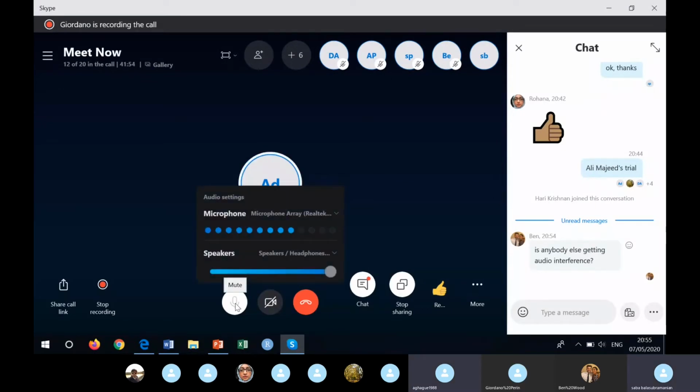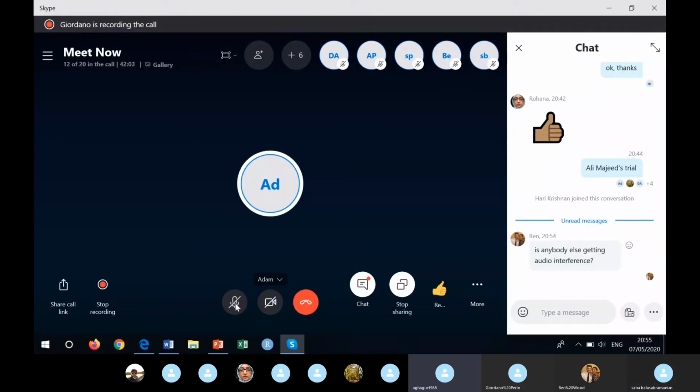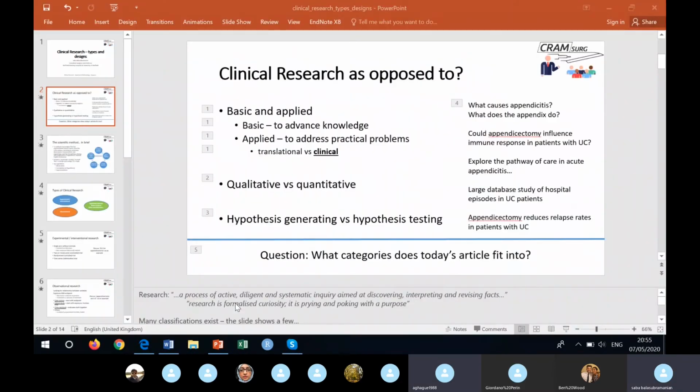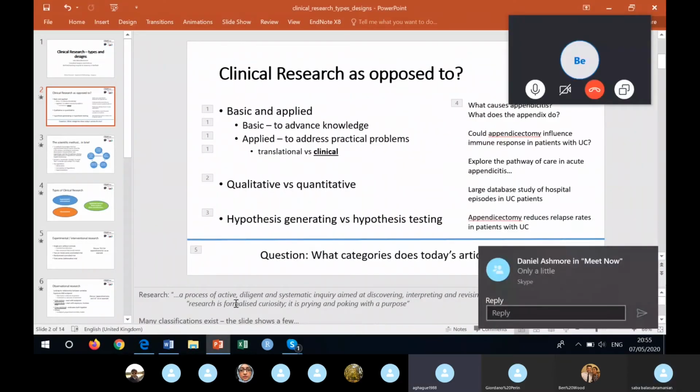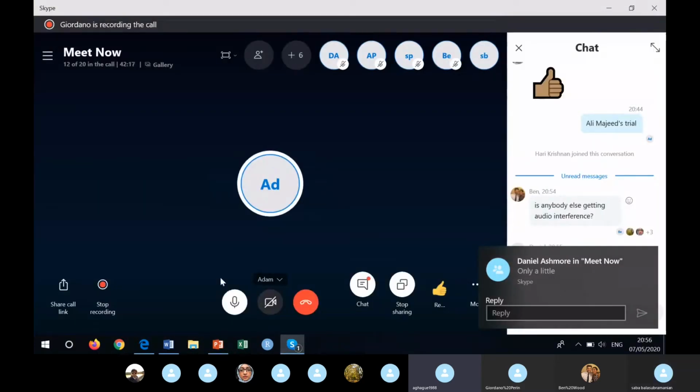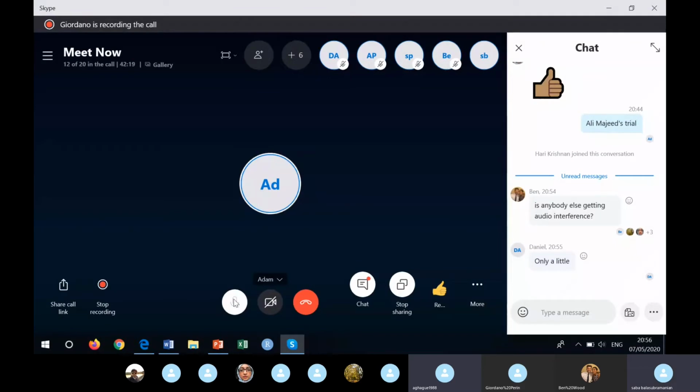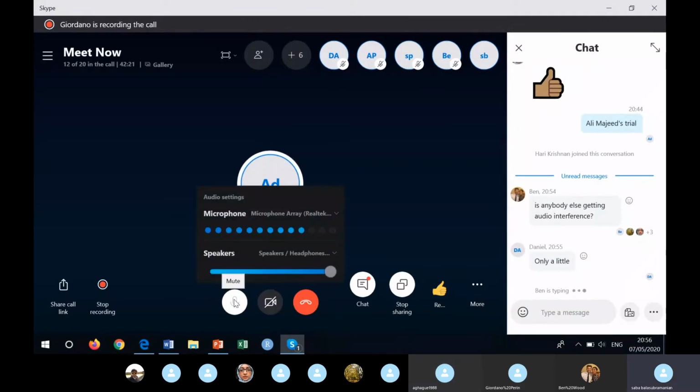So you could generate hypotheses based upon this. You've got a number and you've got models that are generated that test that hypothesis. So I think this is hypothesis testing research. The hypothesis being that there's no difference between patients' quality of life who undergo appendicectomy or antibiotic treatment. Brilliant. Yeah, I'd agree. So this is hypothesis testing research. Great.